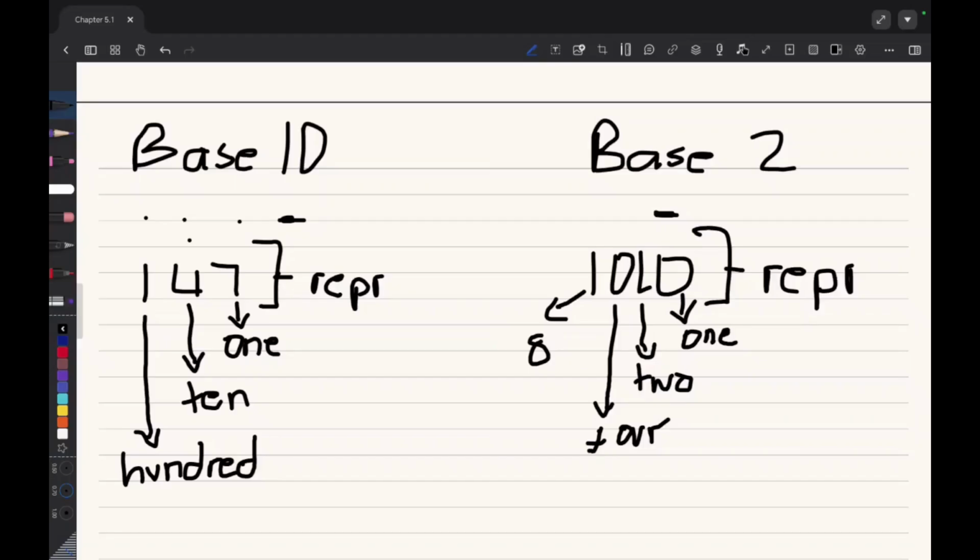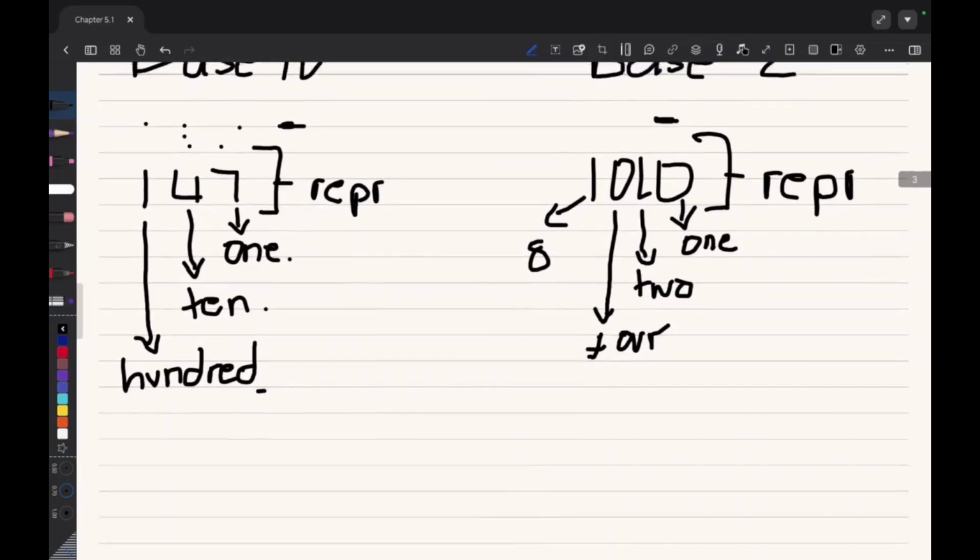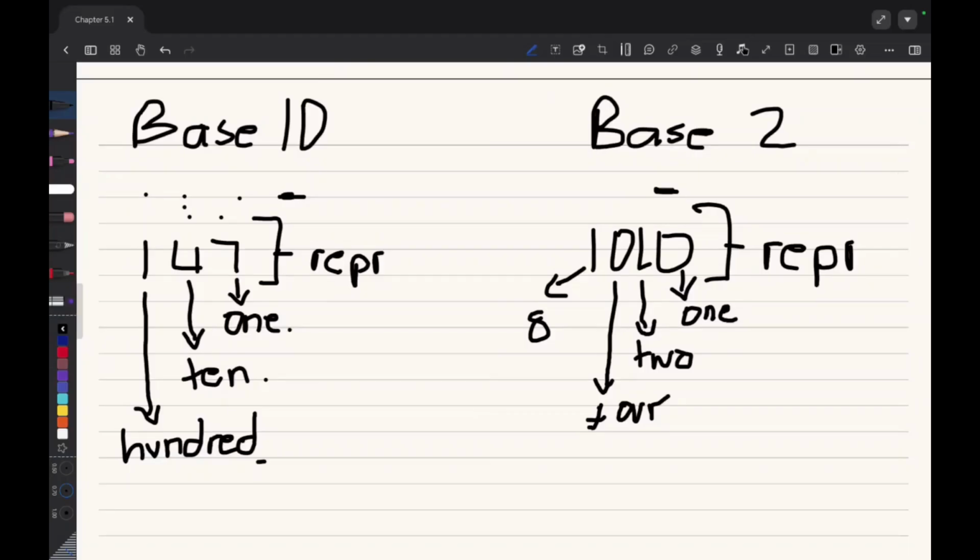Here, 10 to the power 0 is 1. 10 to the power 1 is 10. 10 to the power 2 is 100. You know, those things. Now, let me show you how to convert a binary number to a decimal number, and a decimal back to a binary.